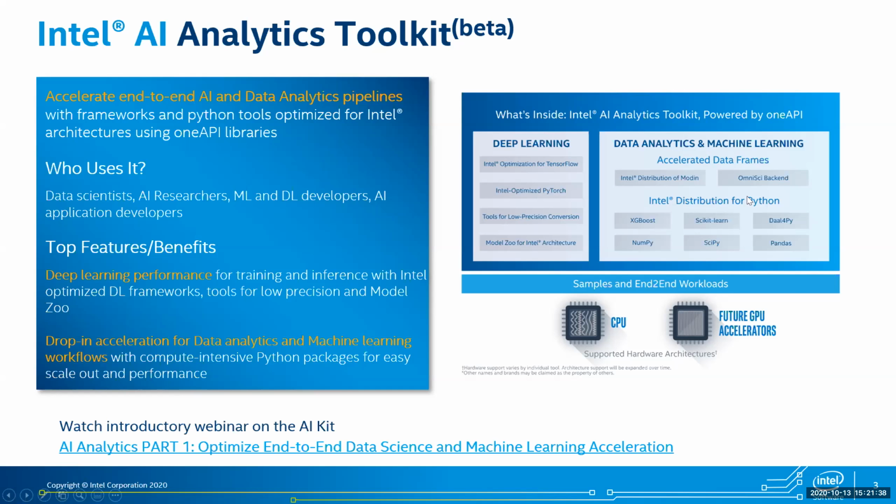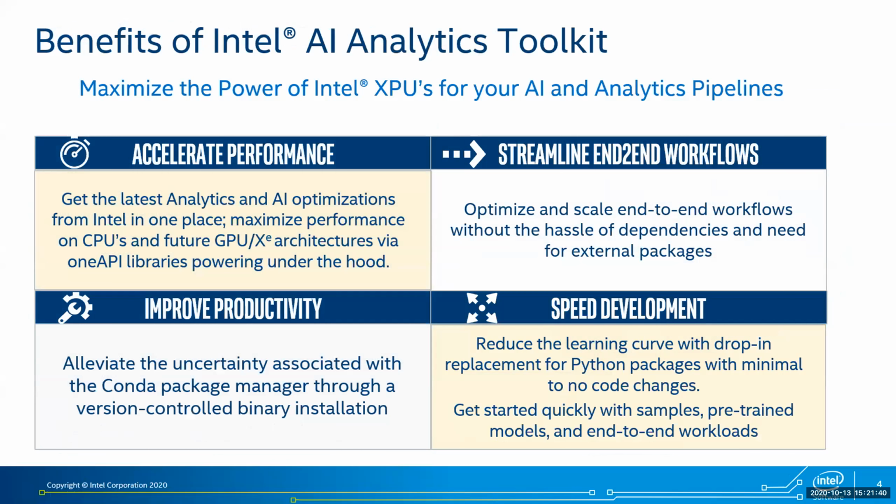So for machine learning, data analysis, and deep learning, we provide the related optimized packages for you. What you can get from the AI Analytic Toolkit is, first, good performance. We optimize performance for both CPU and future GPU, right now the DG1 or the ATS or Ponte Vecchio. That's the GPU architecture we will support soon.